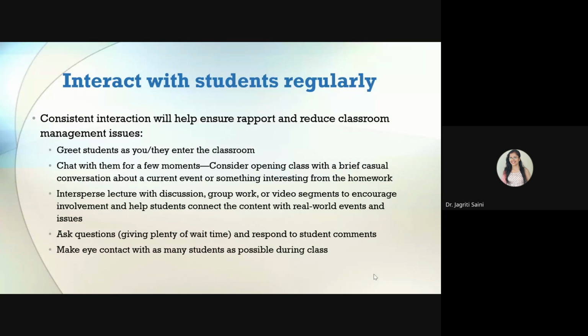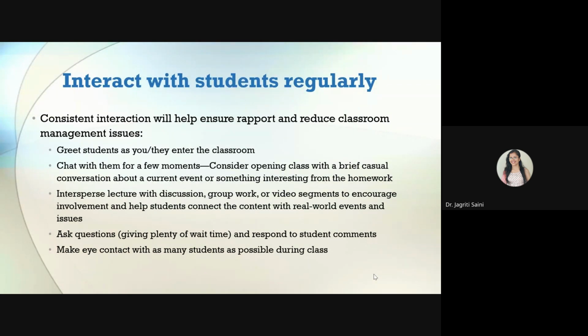And then comes the most important part, making eye contact with as many students as possible during the class. When a teacher doesn't make eye contact with the students, students feel free to make noises in the class. They feel free to do some unnecessary activities. But when the eyes of the teacher are on all the students, and they make eye contact with the majority of them from time to time, students feel connected.